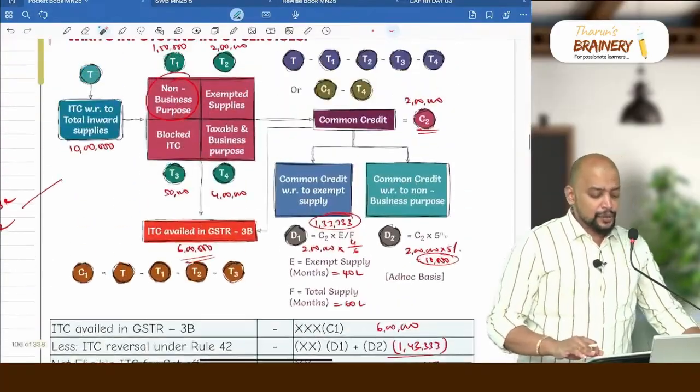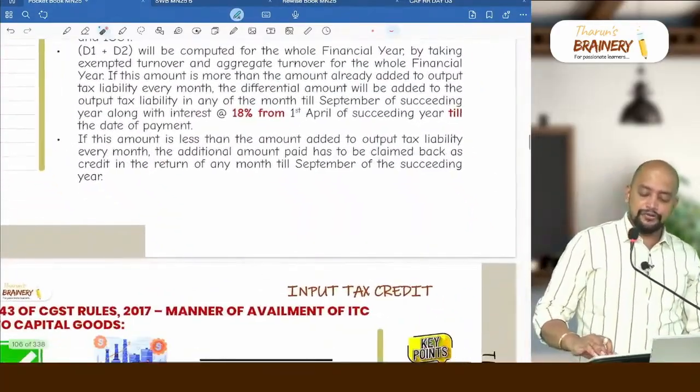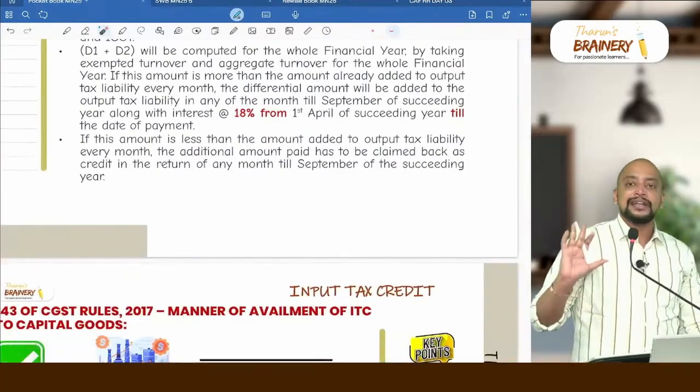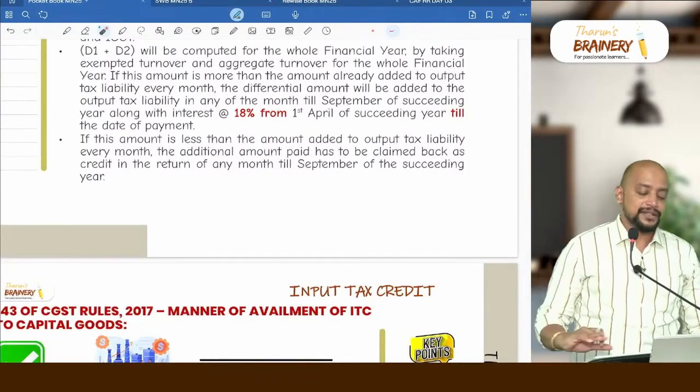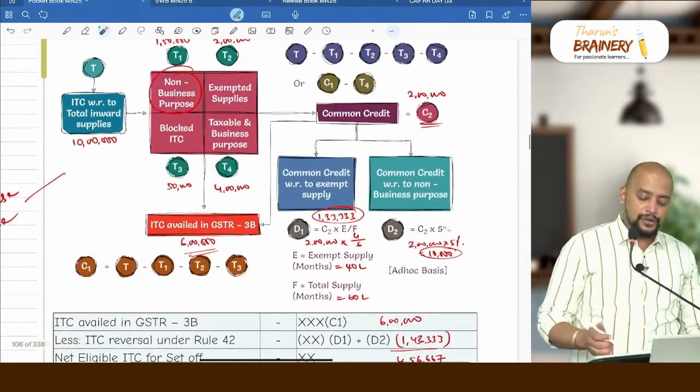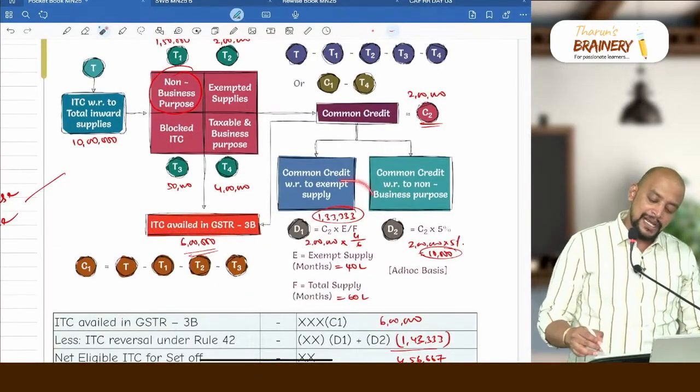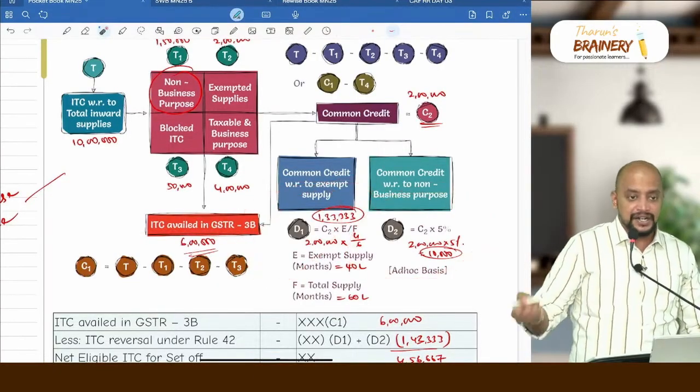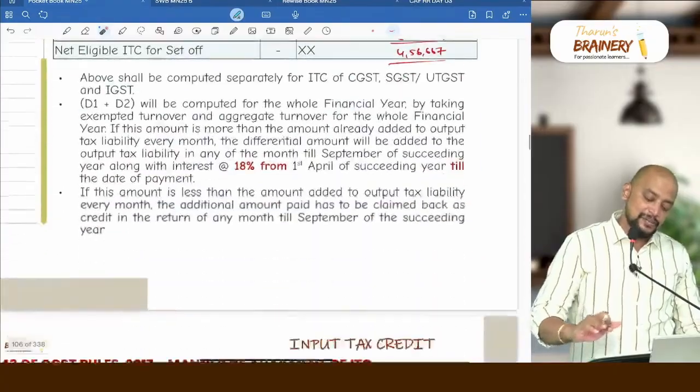This is about rule 42. In case of rule 42, please keep in mind that you need to just stick to the format. If you follow this format, you will know C1 is the ITC availed in 3B, and D1 and D2 is the ITC reversed. So that balance is the net eligible ITC.